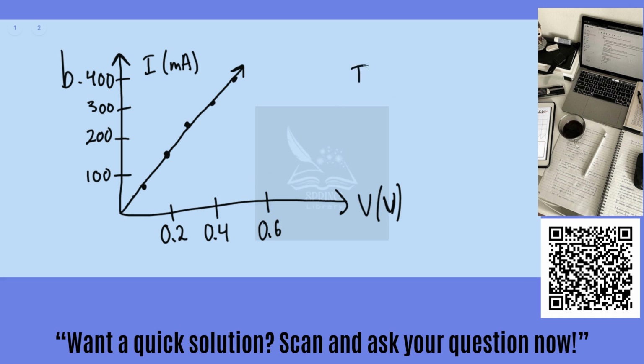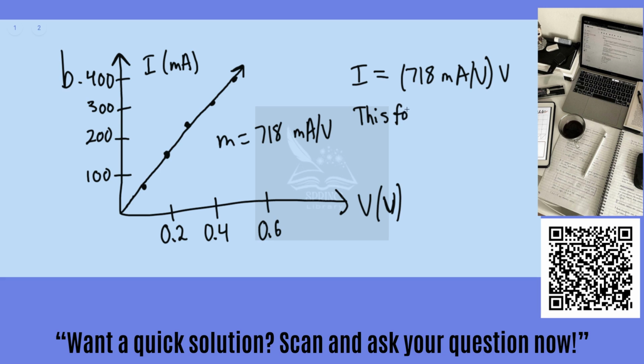So here the slope M is going to be equal to 718 milliamps per volt. So I would simply be equal to 718 milliamps per volt times V, the voltage. Again, this follows Ohm's law, because again, B equals 0. So the y-intercept is going to be equal to 0.